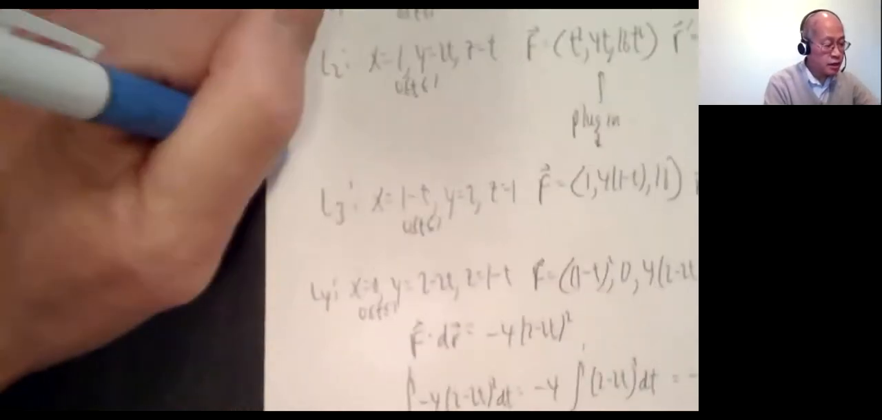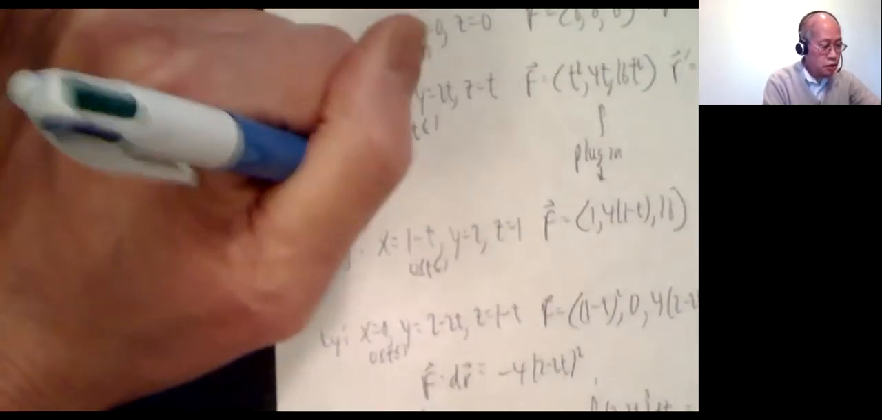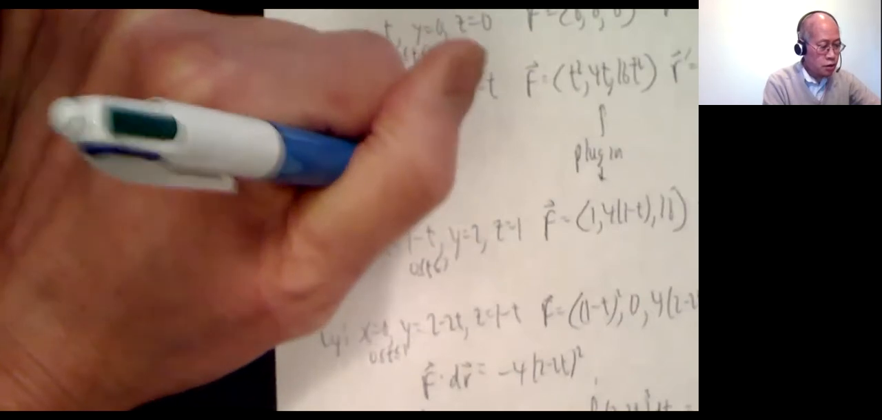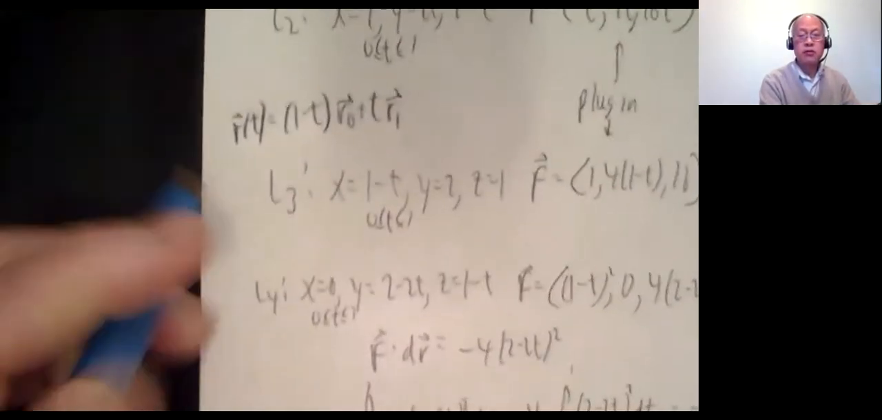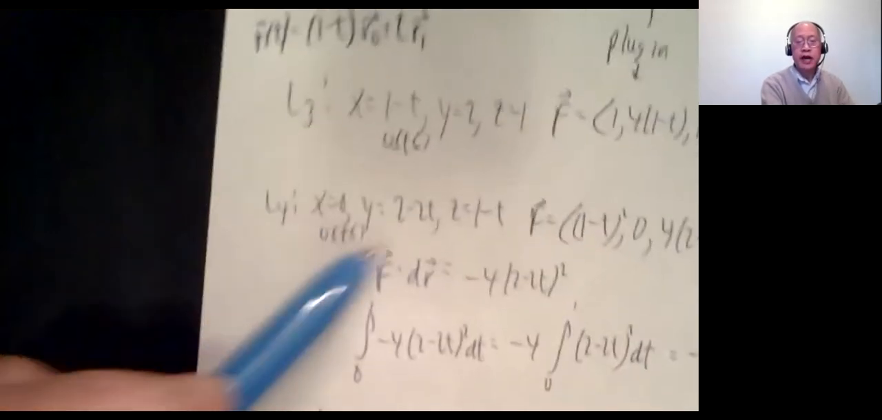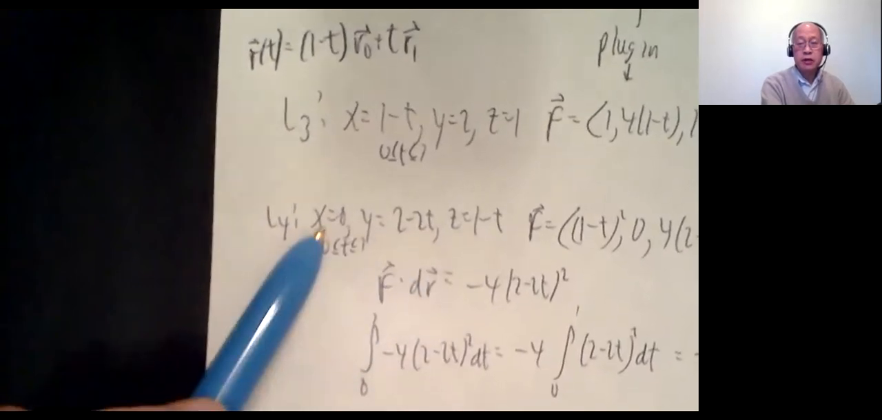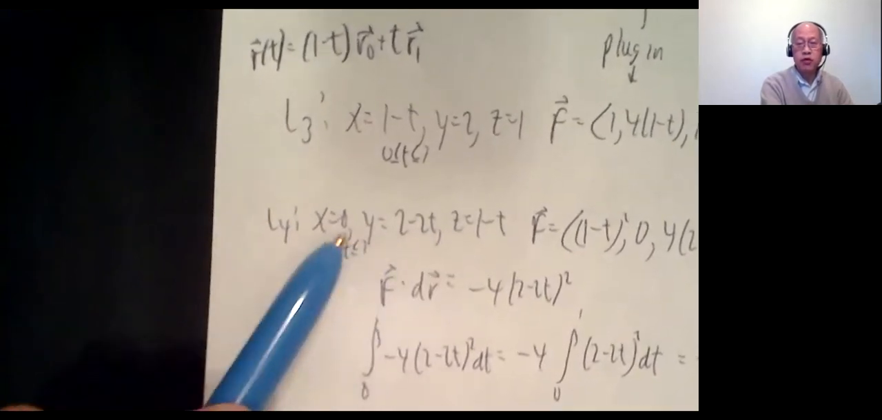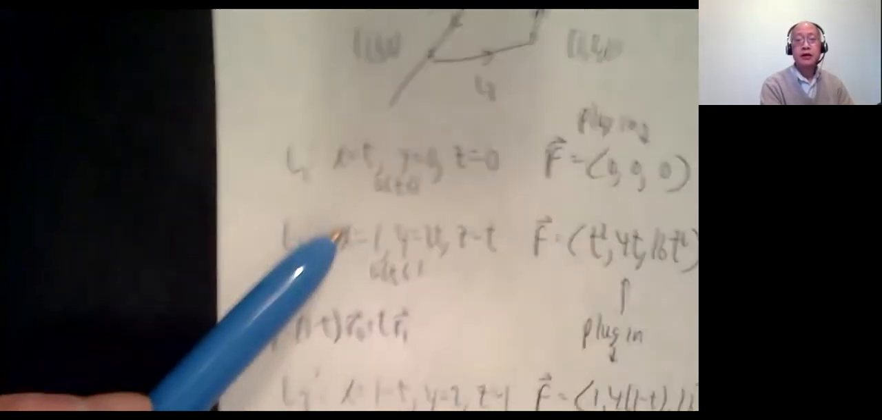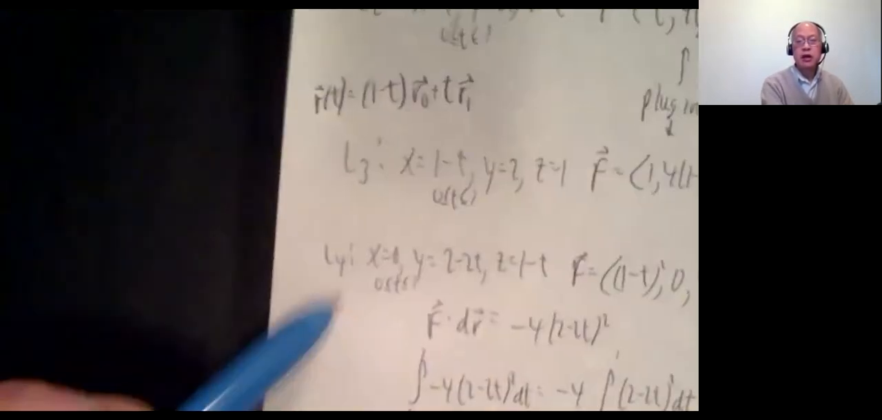I'll go ahead and sneak it in here again. It was this formula, if I get my pen to work: r of t is (1 minus t) r0 plus t r1. Remember that one? To determine a line segment from one point to another. So you could use that for each of these. And a double check: if I plug in 0, I'm at (0, 2, 1), correct. And when I plug in 1, I'm at (0, 0, 0). So I've described the four line segments. Here's L1, L2, L3, and L4.